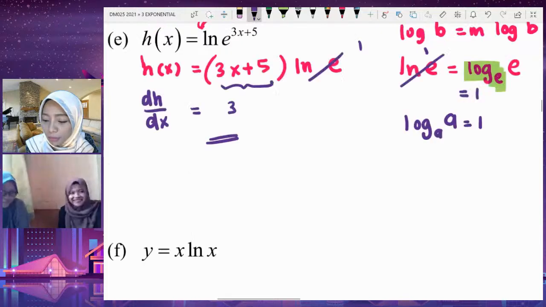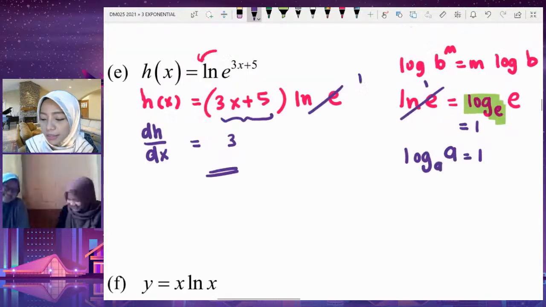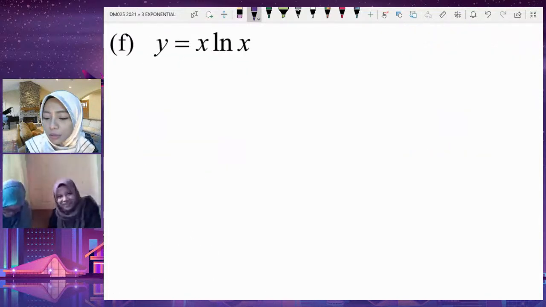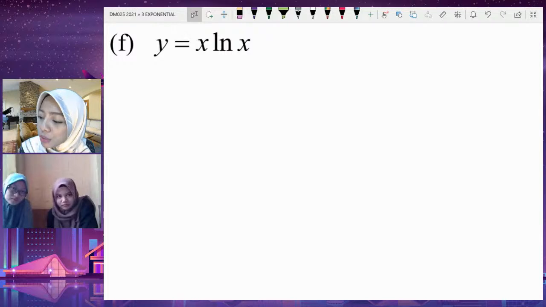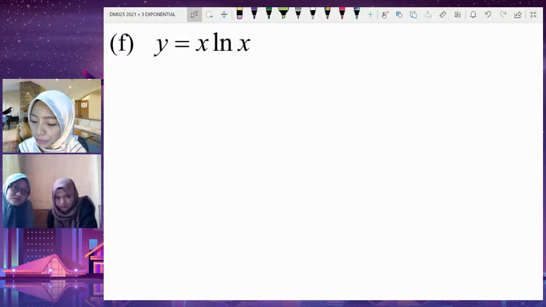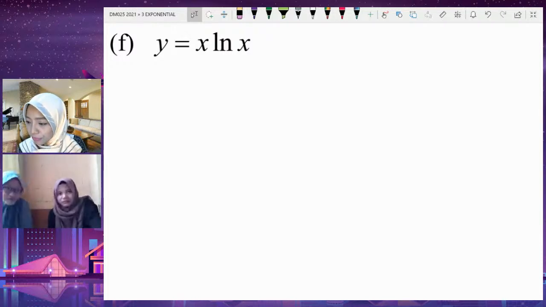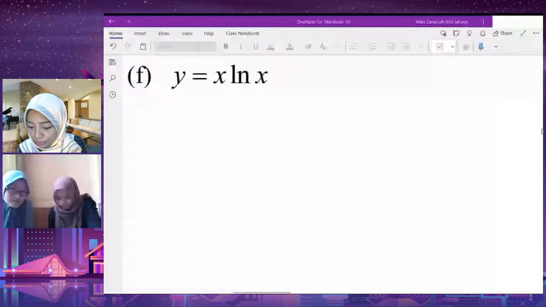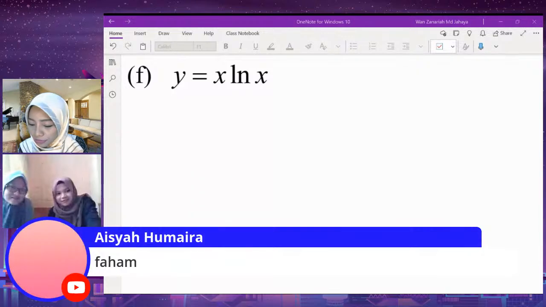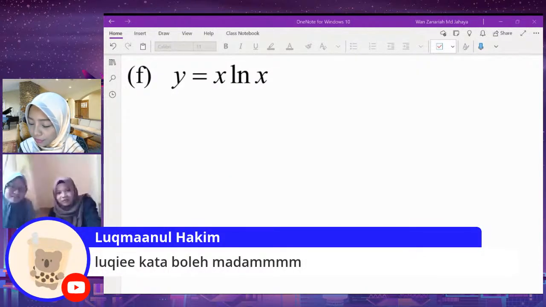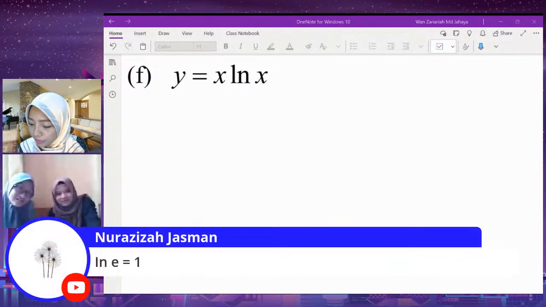Boleh semua? Okay, so now F pula. Okay, Adina, apa kita nak buat sekarang? Kawan-kawan yang lain, ini nak guna rule apa? What kind of rule that we are using now? Ada Nina? Kau nak aku cakap 1/x.